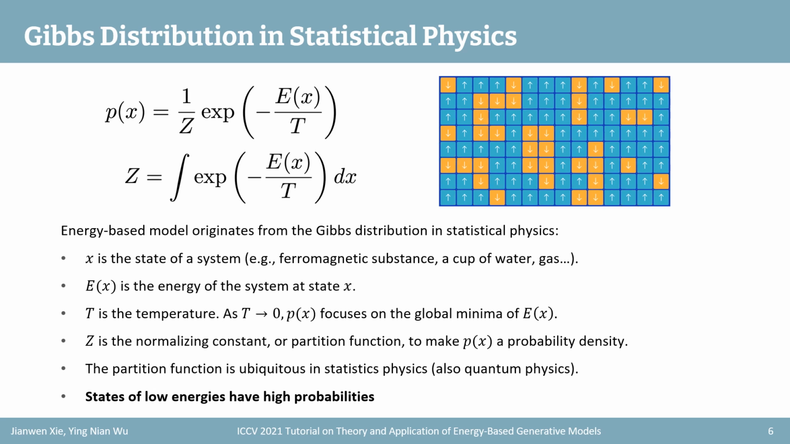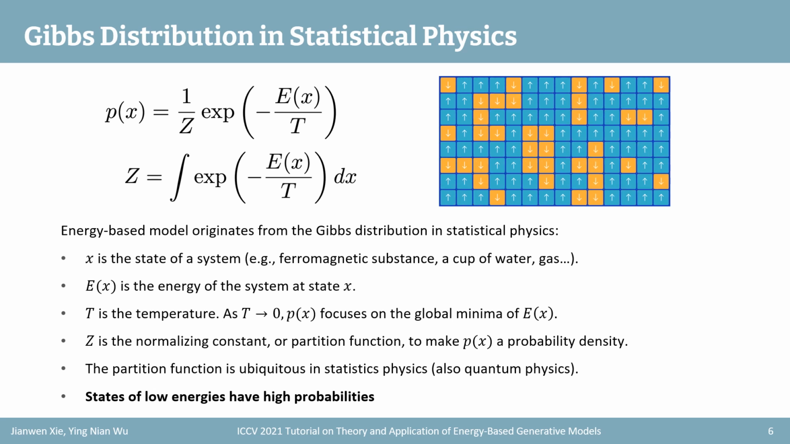Energy-based model originates from the Gibbs distribution in statistical physics. In the Gibbs distribution, X is the state of a system, for example, a cup of water, gas. E of X is the energy of the system at state X. T is the temperature. As T goes to 0, P of X focuses on the global minima of the energy function of X.